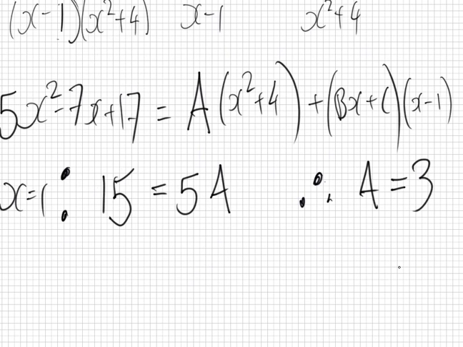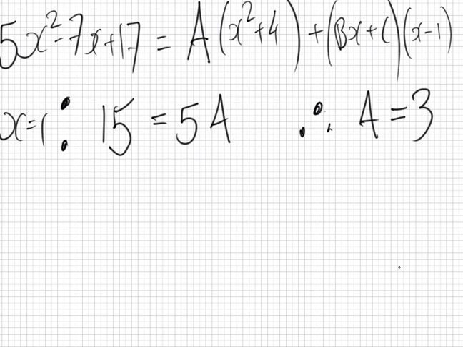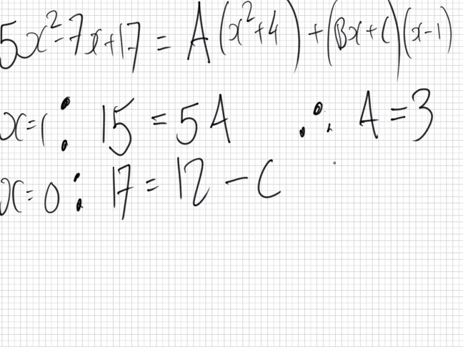Now, what do we choose for x next? 0, you say? I think so. Let's choose 0 next. So x equals 0. We get 17 equals 12, because that's 3 times 4, minus c. So therefore, c equals minus 5.